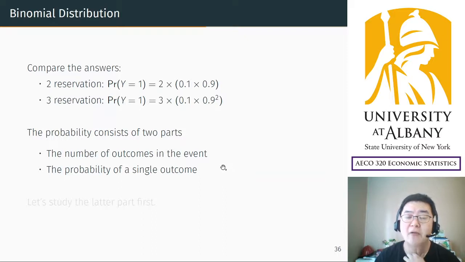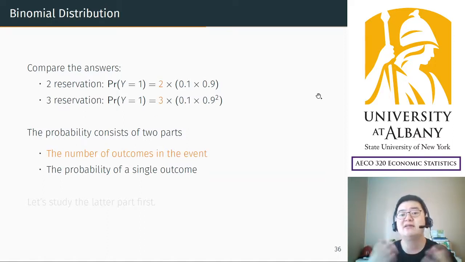So now compare. Let me extract the essence of what we are doing here. What I want to show you with these 2 examples is that the probability of Y equals 1, and the probability of Y equals 2, in both cases consists of 2 parts. We can think of the probability in 2 steps. First, you have to think about how many outcomes satisfy that event, Y equals 1.